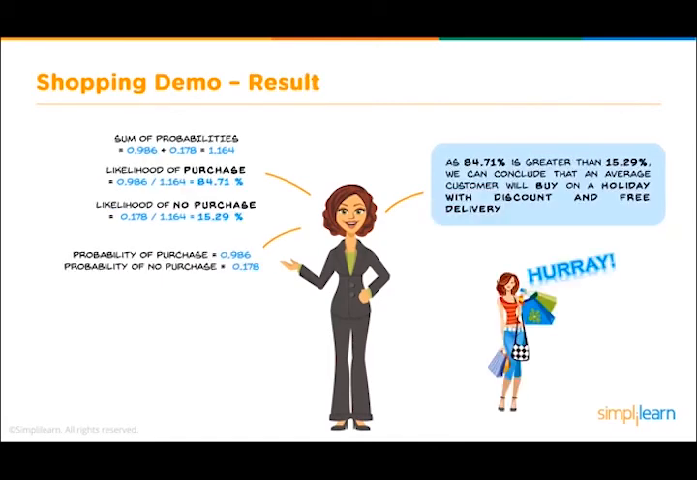This is simply done by taking the sum of probabilities, which equals 0.986 plus 0.178, and that equals 1.164. If we divide each probability by the sum, we get the percentage. And so the likelihood of a purchase is 84.71%, and the likelihood of no purchase is 15.29%, given these three different variables.